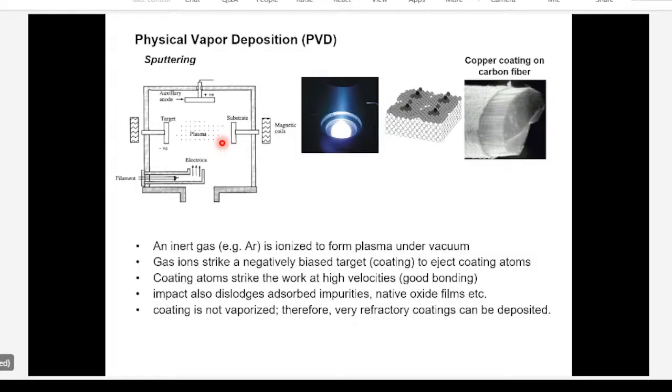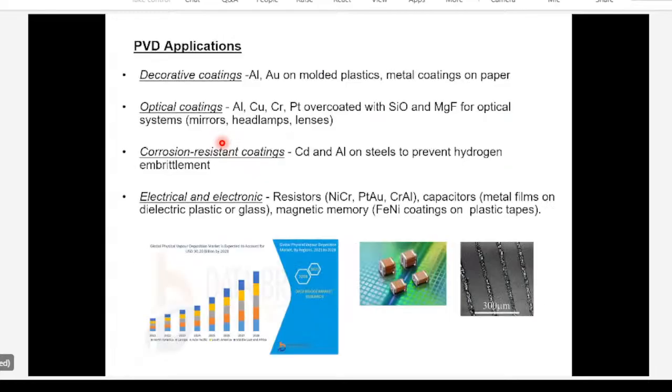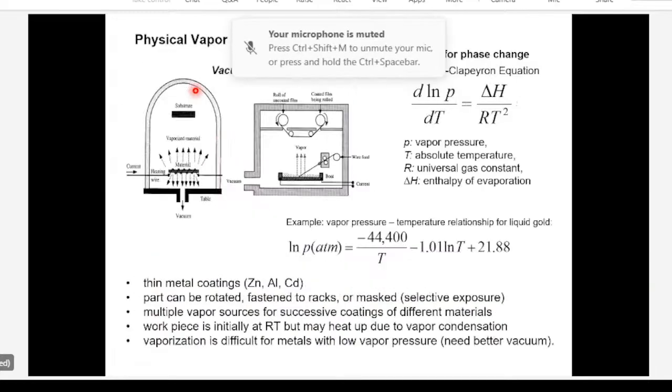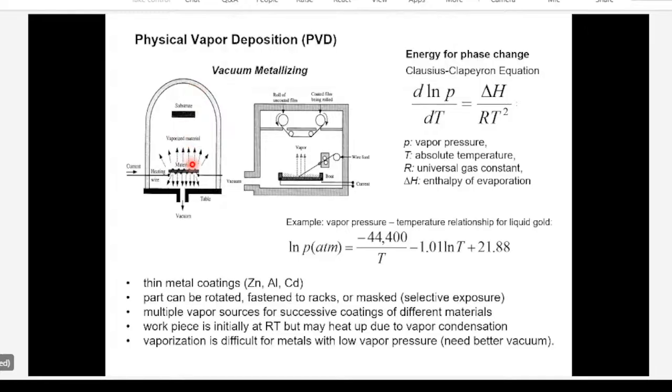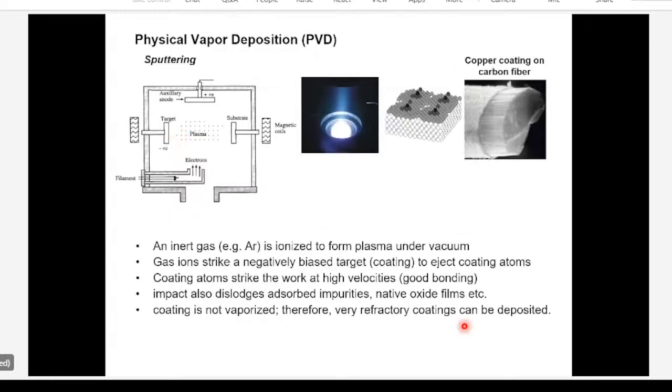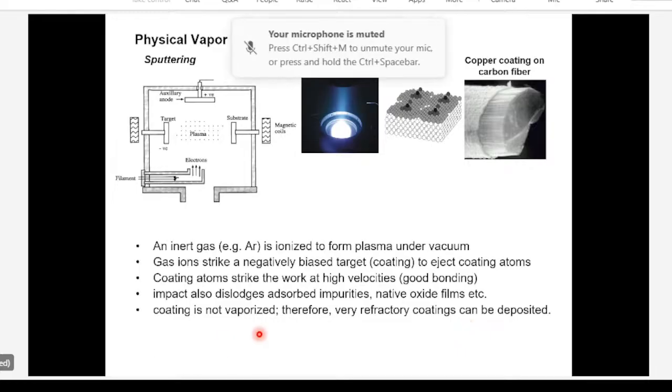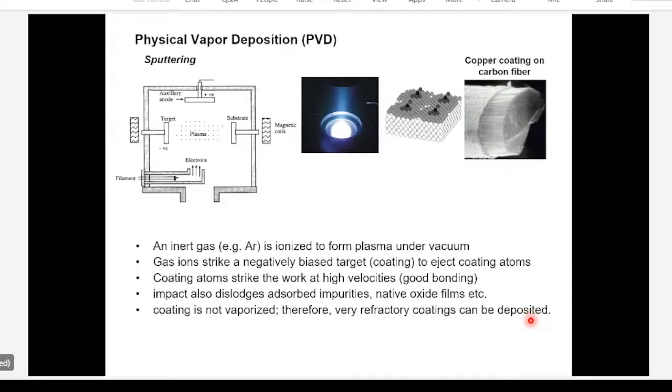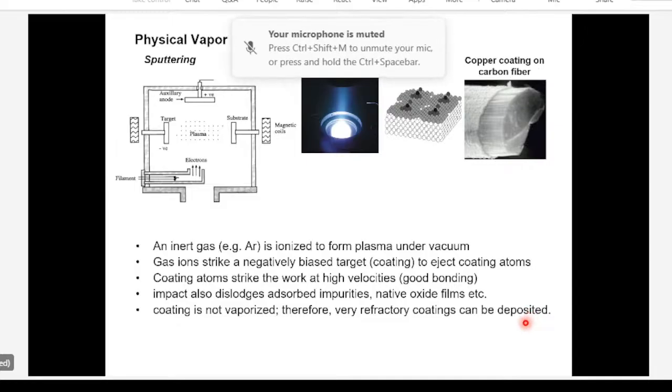And this is different from vacuum metallizing because in vacuum metallizing, you have only vapors or atoms of vapor rising. They don't have very high speed. So they can be scattered by air molecules. You need better vacuum in here as compared to the sputtering process. And because the coating is not vaporized, very refractory coatings can be deposited. Coatings of very high melting point can be deposited by this process.